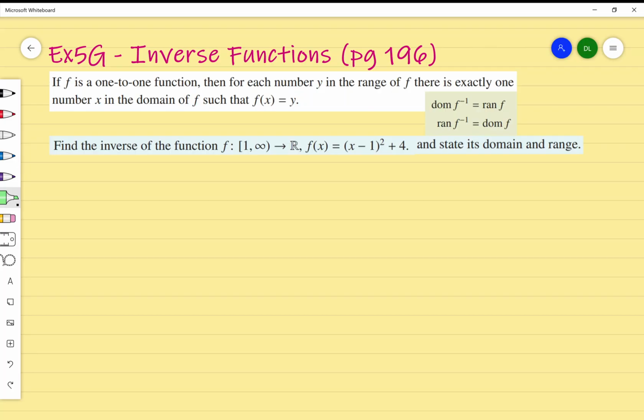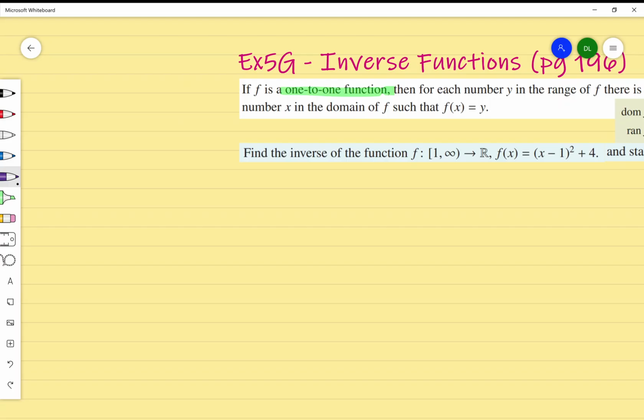and inverse functions. Now, a quick reminder that if a function is a one-to-one function, where we have a single x value being represented or mirrored or imaged into a y value, then for each number y in the range of f, there is exactly one x in the domain of f such that f of x equals y. Now, if you remember arrow diagrams, all that's saying is that for each value of x, there is a single value of y.